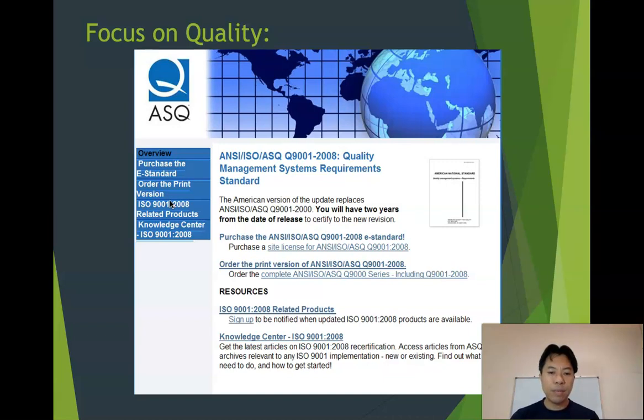The American version of the update is here. Standards are something you need to read and also try to comply with. This is also good as a selling point for the products of your company.